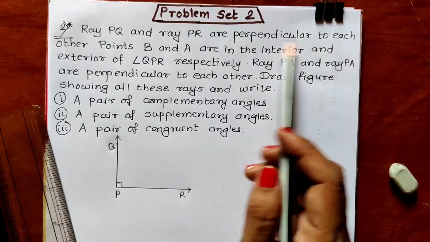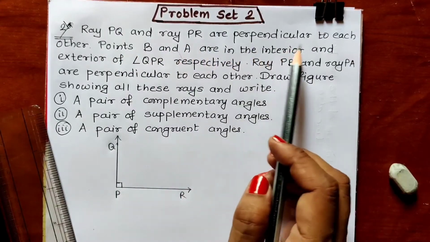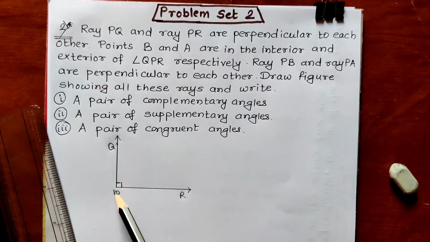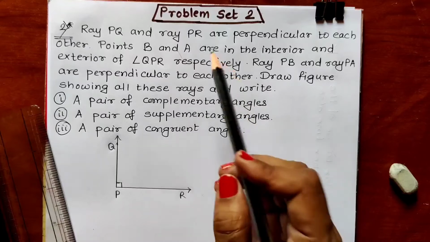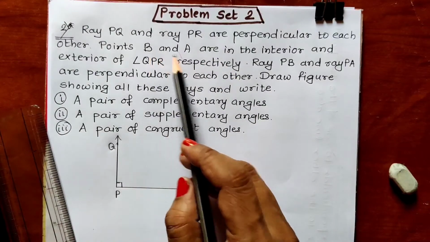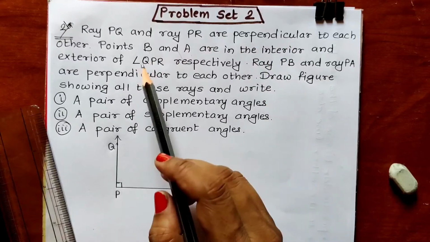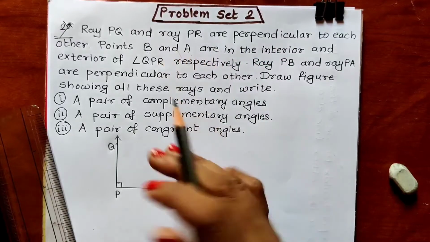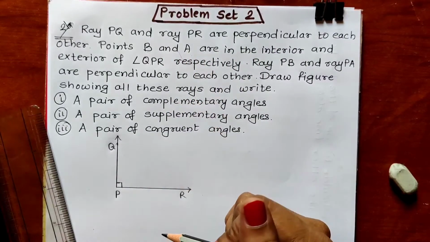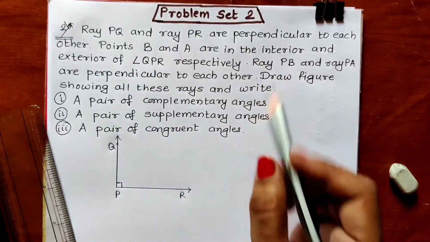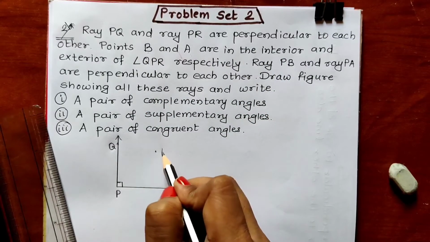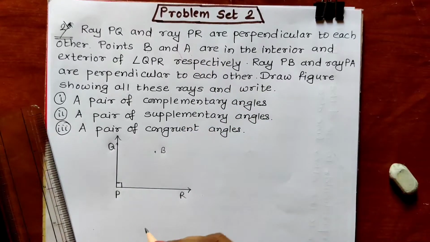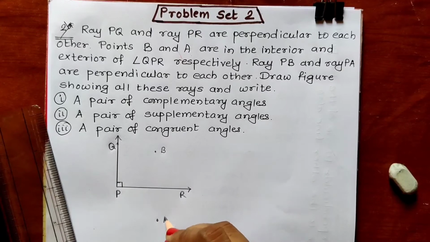Now what is next? Points B and A are in the interior and exterior of angle QPR. This angle QPR we have got is of 90 degree. We have to take points B and A which are in the interior and exterior. That means point B is in the interior and point A is in the exterior. Interior means inside the angle and exterior means outside the angle. So let us take point B in the interior, here somewhere, and point A in the exterior, somewhere here, okay.